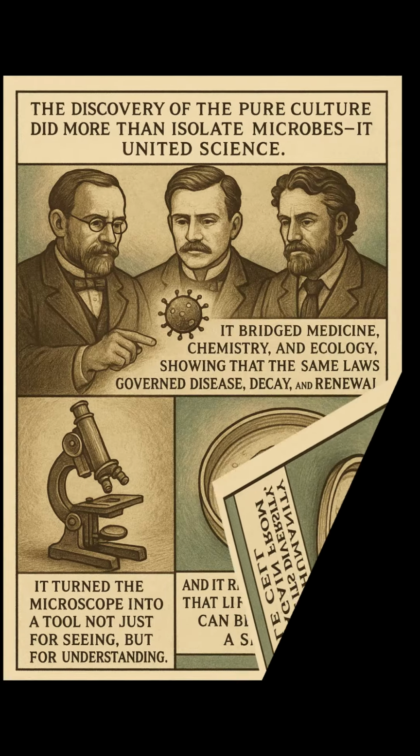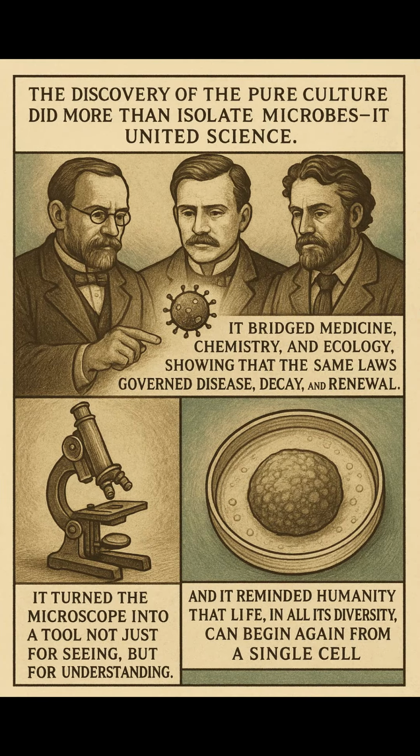In his modest German laboratory, Robert Koch sought to identify the cause of anthrax. He noticed that when diseased cattle blood was placed on a glass slide, tiny rods multiplied. But which one caused the disease? Koch realized he needed to study a single strain, free from all others, a pure culture. Only then could cause and effect be proven.